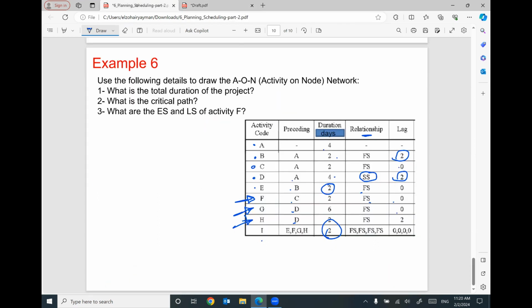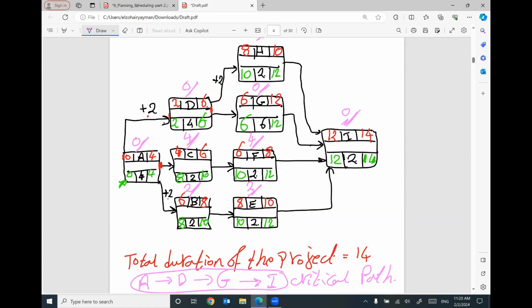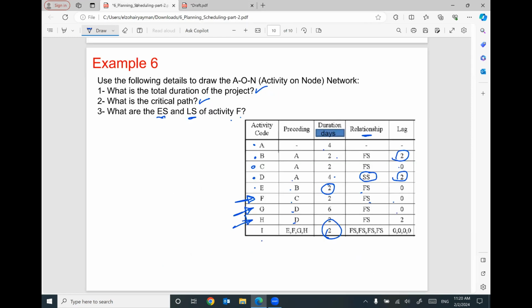And there is one more question. I answered this one. What is the early start, late start of activity F? Where is activity F? This is activity F. This is the early start, 6. This is the late start, 10. So it will be 6 and 10.